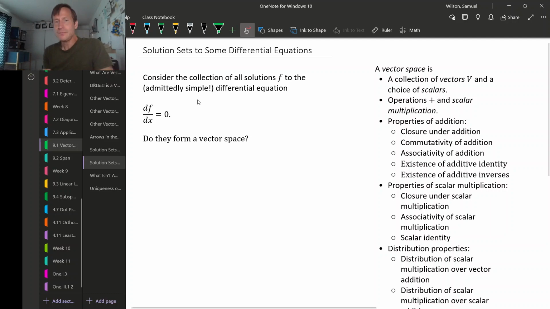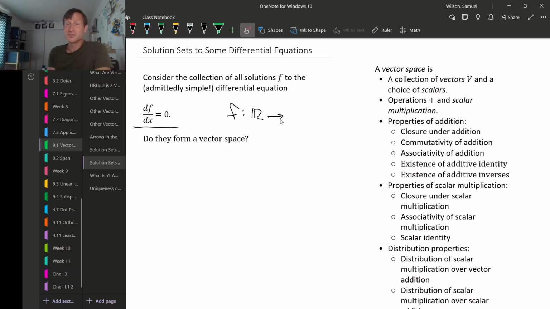So here, this is a very simple differential equation, but we can ask ourselves about the collection of solutions of this differential equation. Do they form a vector space? Well, any solution is going to be a function from the real numbers to the real numbers. And we already know that the collection of all functions from the reals to the reals is a vector space, right? It has pointwise addition and scalar multiplication as its vector operations.